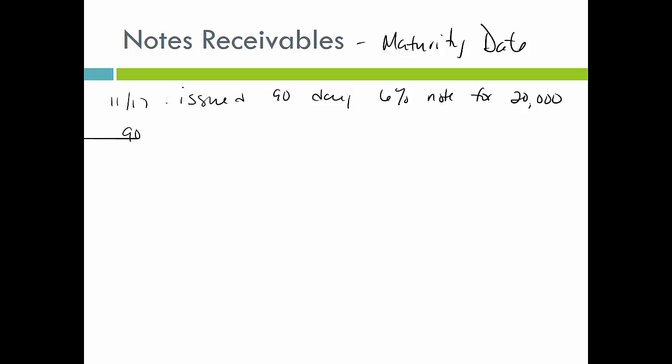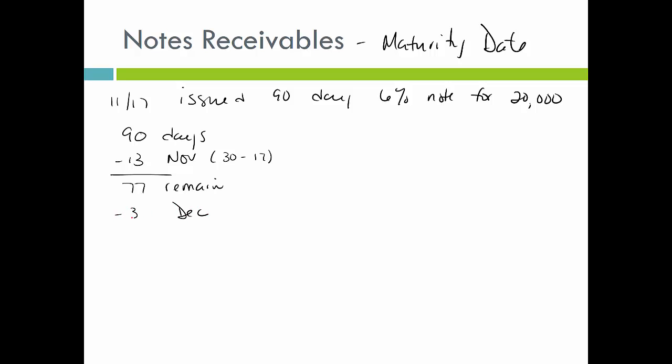I say there's 90 days to start with on this note. So I start with 90 days. How many of those days am I going to use up in November? November has 30 days, and I issued this on the 17th. So 30 minus 17 means I'm going to use up 13 of those 90 days in the month of November. So at the end of November, there are 77 days remaining on this note.